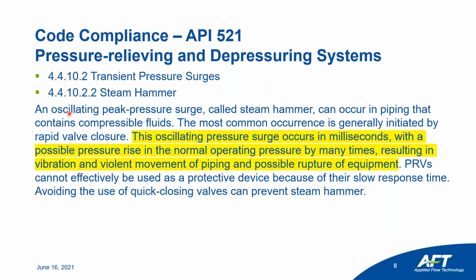It defines it in the following: an oscillating peak-to-peak pressure called steam hammer can occur in piping that contains compressible fluid. The most common occurrence is generally initiated by rapid valve closure. This oscillated pressure surge occurs in milliseconds with a possible pressure rise in normal operating pressure by many times, resulting in vibration and violent movements of piping and possible rupture of equipment. So this is how API 521 defines steam hammer. It does not give any guidance on how to handle it.